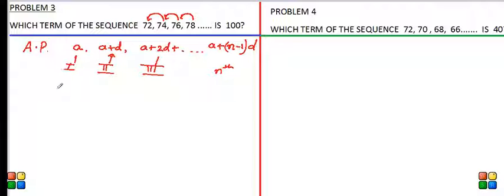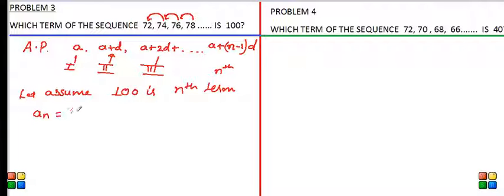Which term of the sequence is 100? So let's assume that 100 is the nth term. Nth term itself is 100. According to the formula, we know nth term is first term plus (n minus 1) into common difference d. So here we know a, and 100 is the nth term for us.